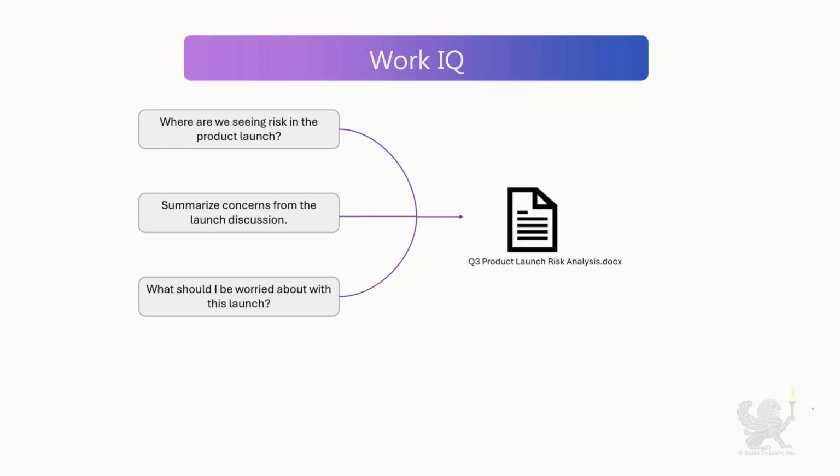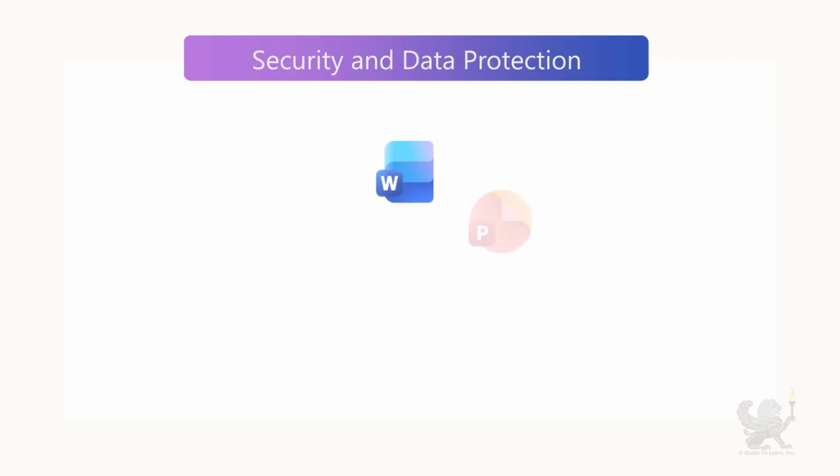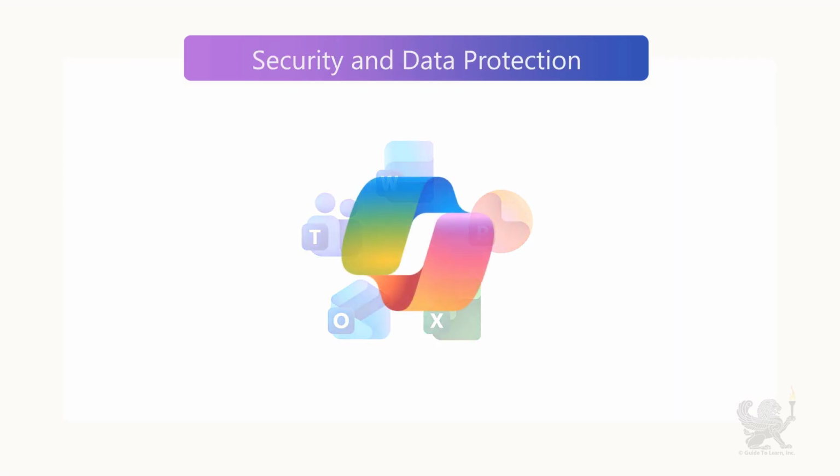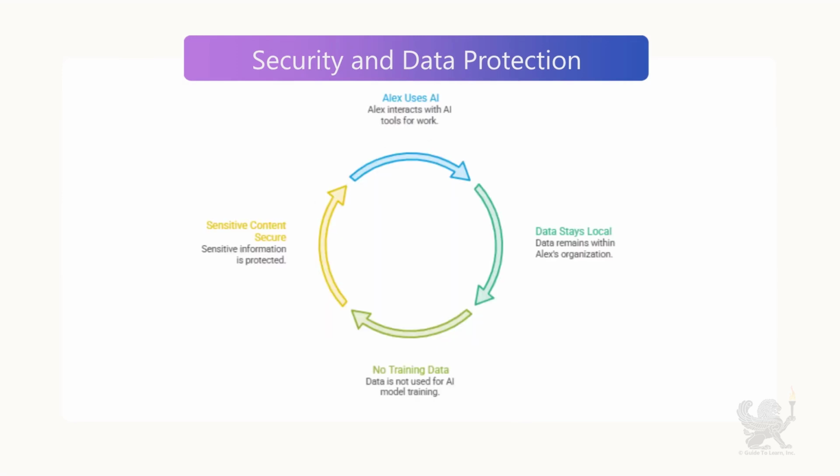Now let's address a common question. What happens to Alex's data? Copilot is built on the same security foundation as Microsoft 365 and follows strict data protection commitments. Alex's prompts, responses, and data are not used to train Microsoft's AI models. If she's working with sensitive content, it stays within her organization.